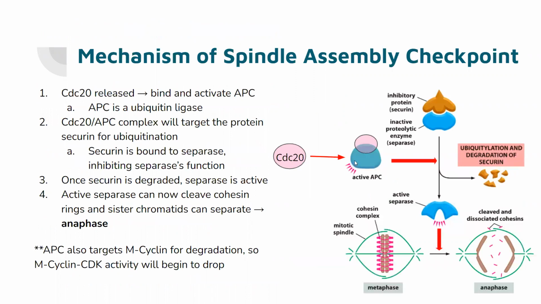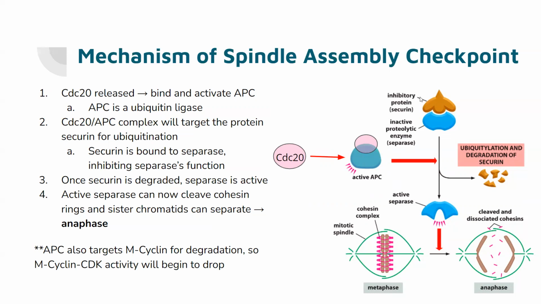CDC20's release is going to cause it to bind to APC and activate APC. APC is a ubiquitin ligase, so it tags proteins to get degraded. CDC20 activates APC and stays bound to it. In its active state, this APC and CDC20 complex is going to target this other set of proteins. It's going to target specifically securin, and tag securin for degradation.